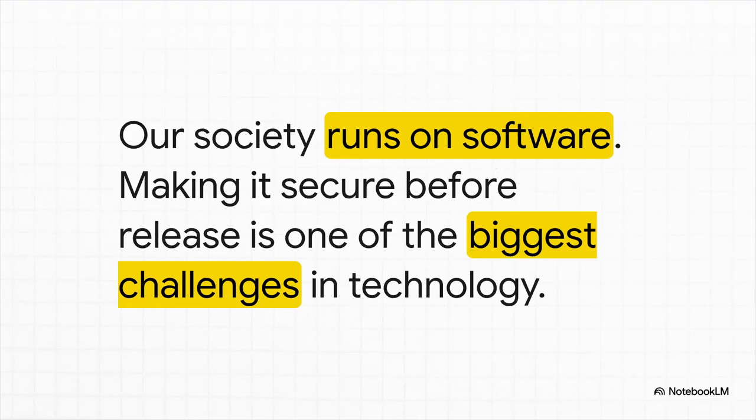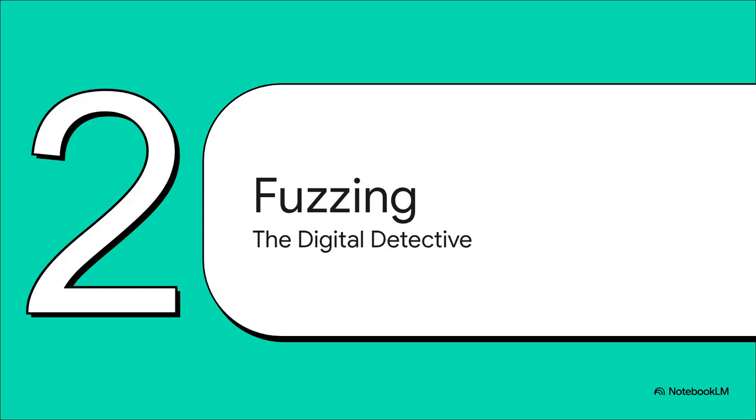Think about it. Our whole society runs on software now. Our banking, our communication, even critical stuff like the power grid. So making sure that software is secure before it gets to us, it's one of the biggest and most important challenges in technology, period. So how do the experts actually hunt for these things?